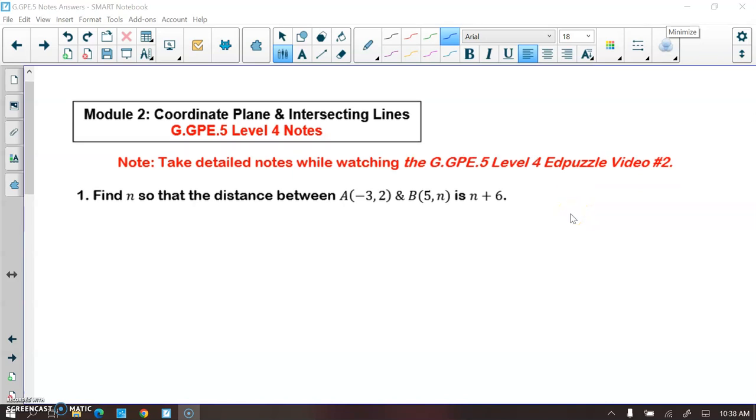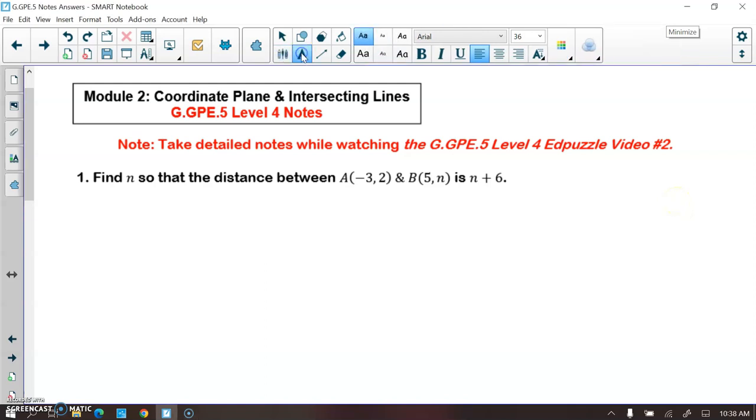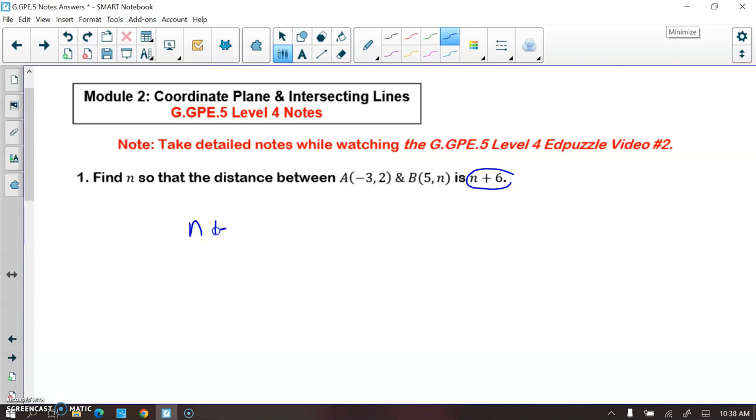Everyone, so we're doing another level 4 video, and this is all about the distance formula. And so for number 1, we want to find n so that the distance between A and B is n plus 6. So we want the distance to be n plus 6, so we take that distance and we set it equal to the distance formula between these 2 points. So I'm going to label my points x1, y1, x2, y2.